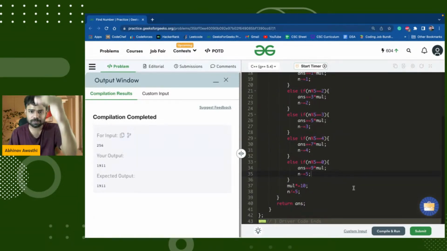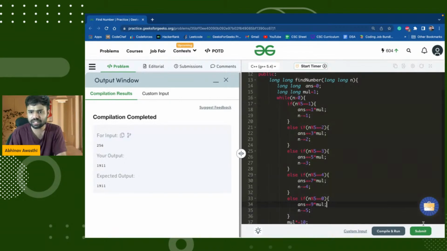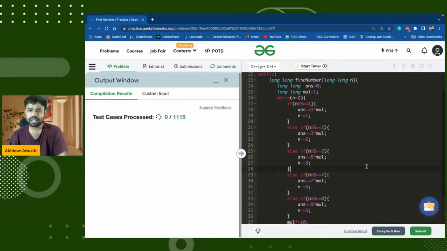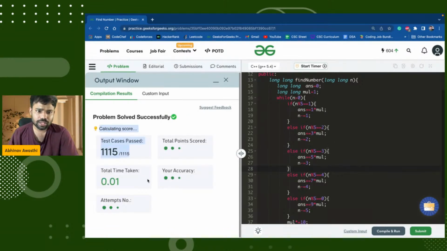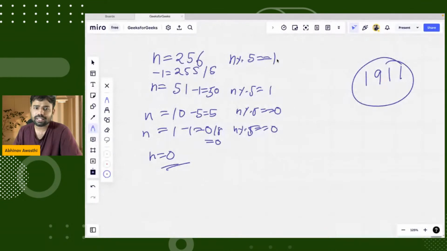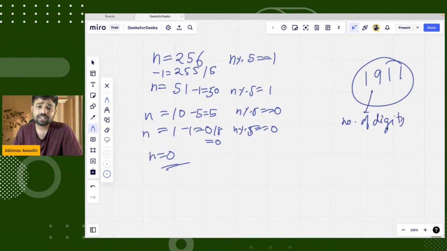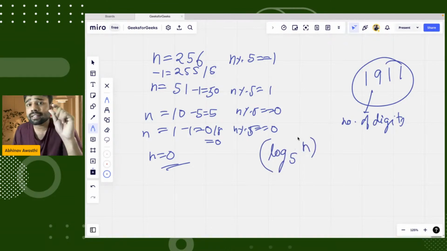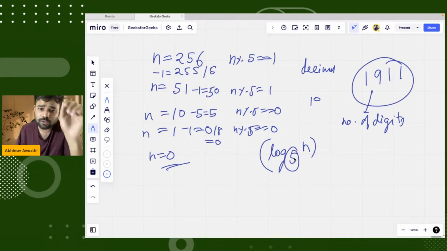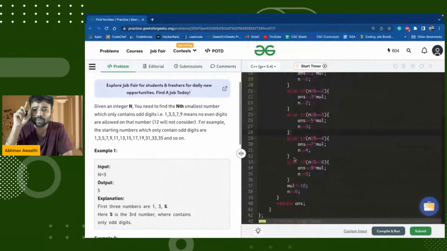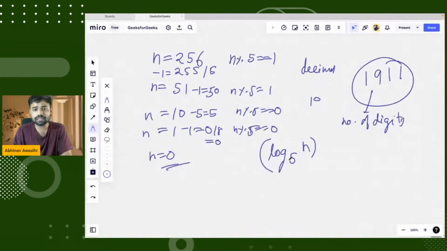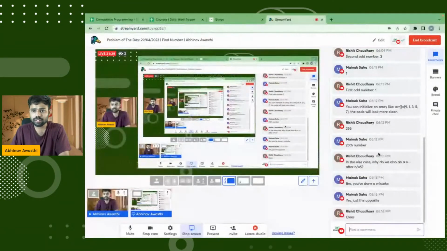I have just made several conditions to make it clear. Otherwise, you can simply have a direct array and solve the problem. If you see what we are doing, we are basically running this loop a number of times equal to the number of digits in this number. And how many digits will there be? There will be log base 5 of n digits. Just like in a decimal number we have 10 digits, so the base is 10, here we have 5 digits, so the base is 5. Every time, my value of n is divided by 5. So the time complexity is log base 5 of n.